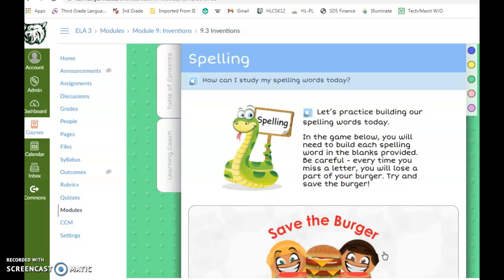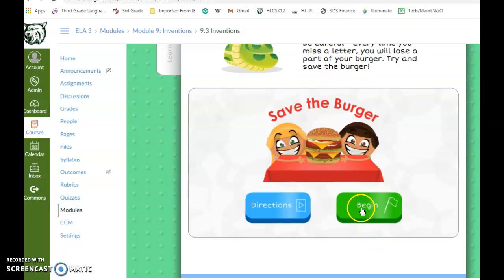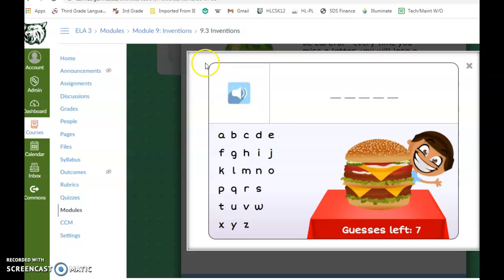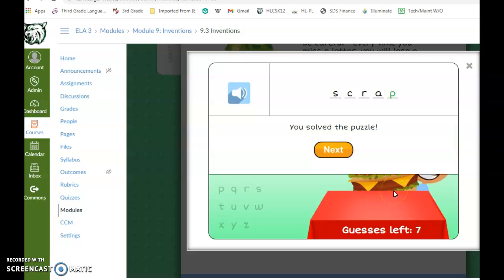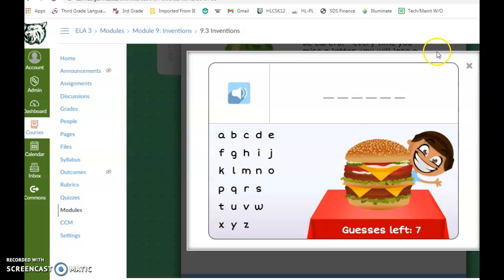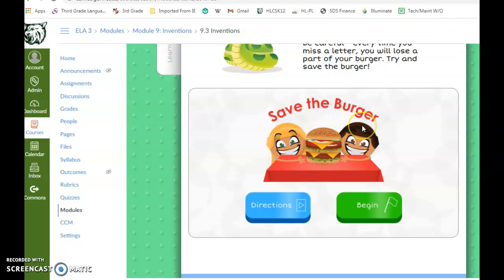And then here is another game to practice our spelling words. So we can listen to it. Scrap. Scrap. And remember, we are looking at blends this week, so skr, skr. So I have an S, C, R, skr, app, P. All right, so that is what you would do to work on our spelling with Save the Burger.